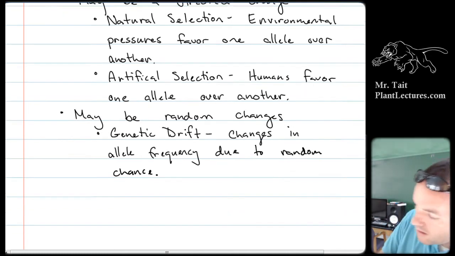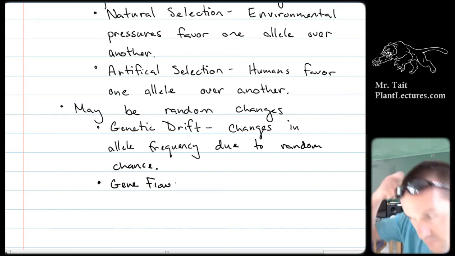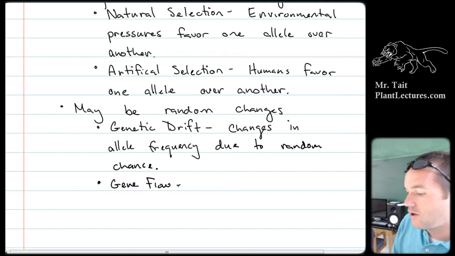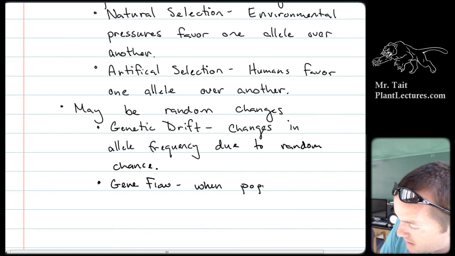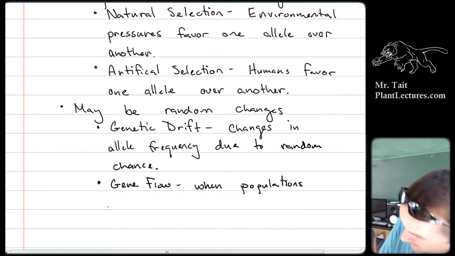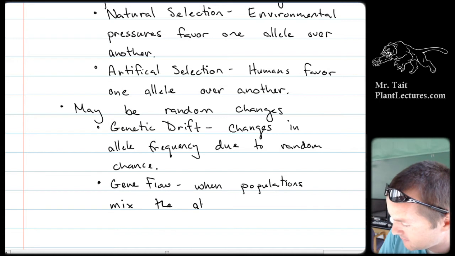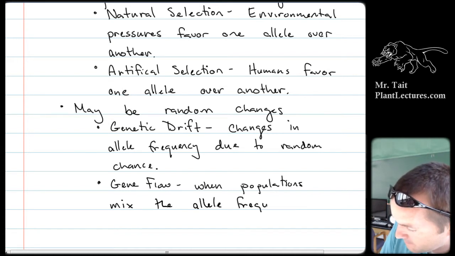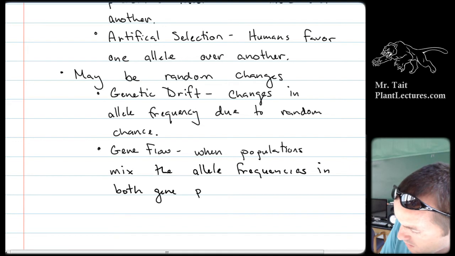Okay. The other one's called gene flow, right? And gene flow has to do with the mixing of populations. So when populations mix, the allele frequencies in both gene pools will change.